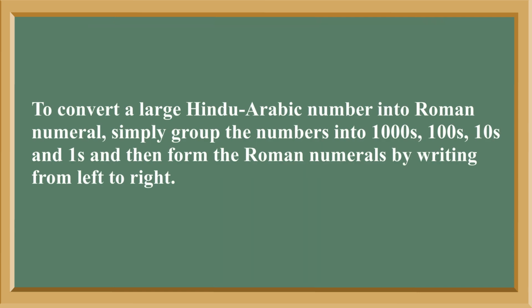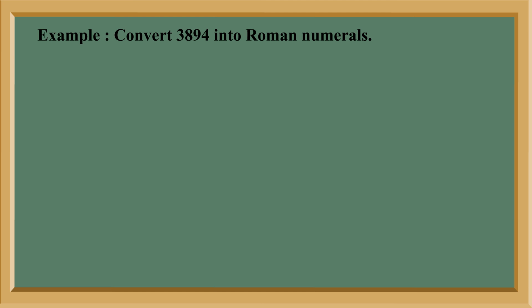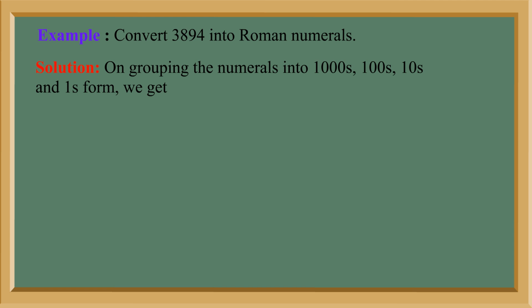To convert a large Hindu-Arabic number into Roman numeral, simply group the numbers into 1000s, 100s, 10s, and 1s and then form the Roman numerals by writing from left to right. Example, convert 3894 into Roman numerals. Solution, on grouping the numerals into thousands, hundreds, tens and ones form, we get 3894 is equal to 3000 plus 800 plus 90 plus 4.